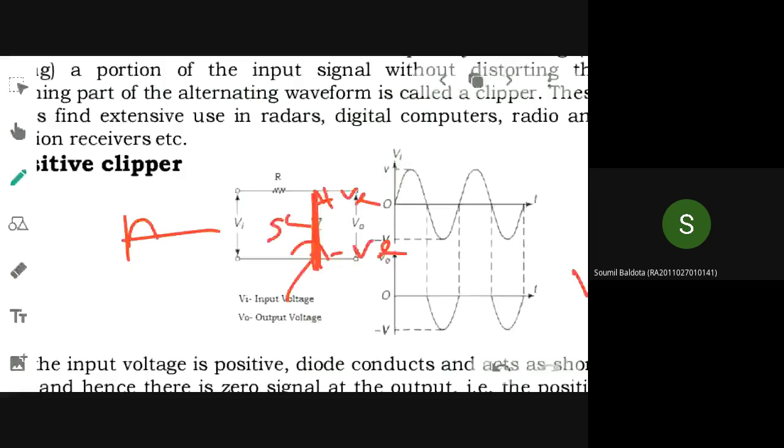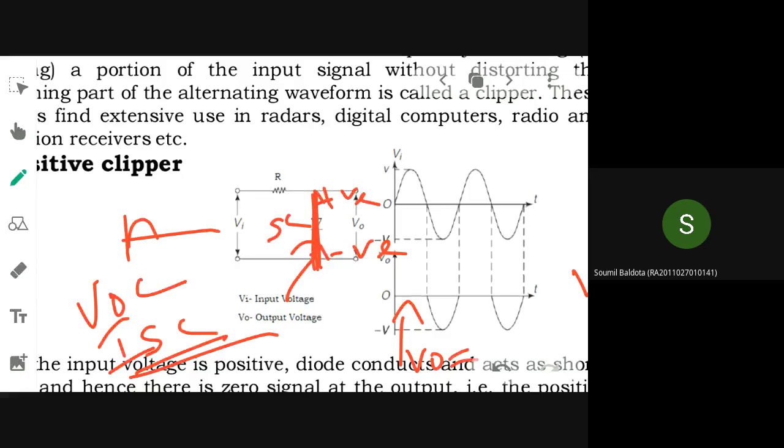Whenever you have a short circuit condition, what will happen to the voltage? Will there be any voltage? Very good, there will be zero voltage along this. You know VOC, ISC. Short circuit means voltage will not be present, only current will be there. So what will happen to the voltage? Zero voltage on both sides. That is why at this portion you do not have any output. So zero, no output.